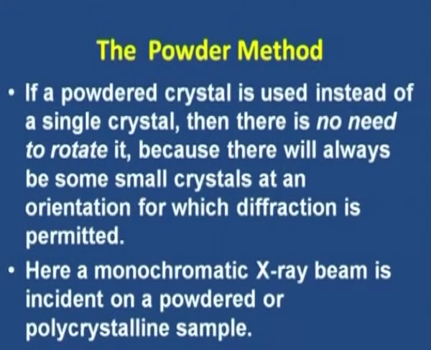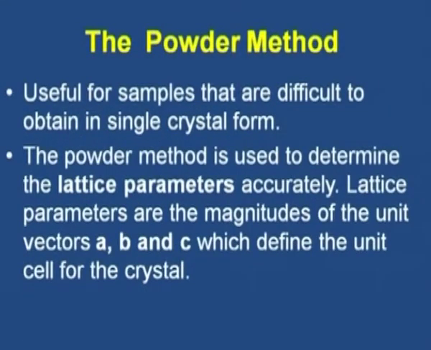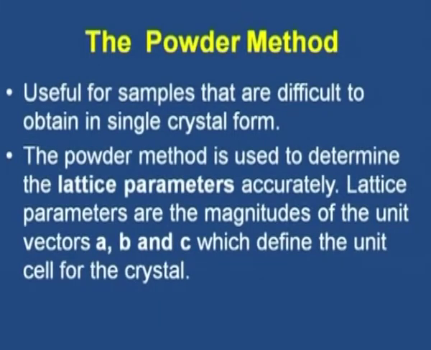Here, a monochromatic X-ray beam is incident on a powdered sample or a polycrystalline sample. This is useful for samples that are difficult to obtain in single crystal form. So, for polycrystals which are difficult to obtain as a single crystal, this is a method that can be used. The powder method is used to determine the lattice parameters accurately.